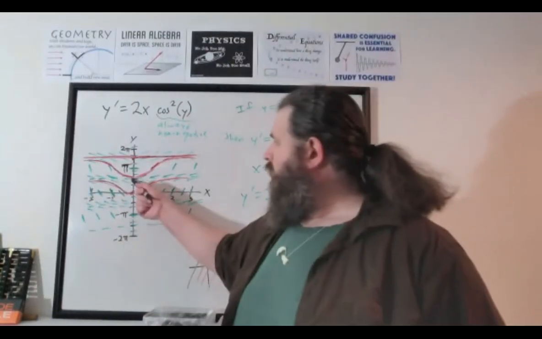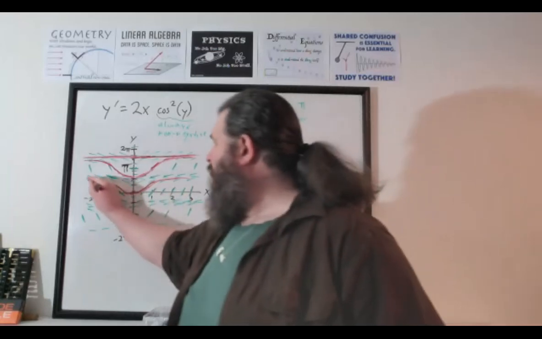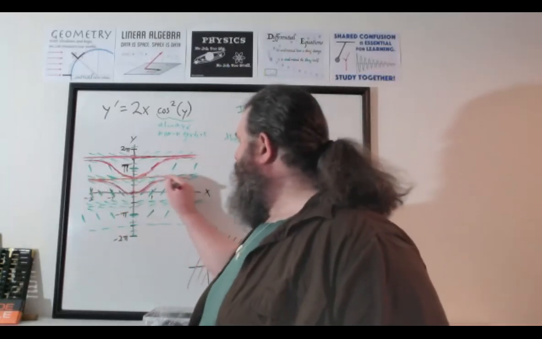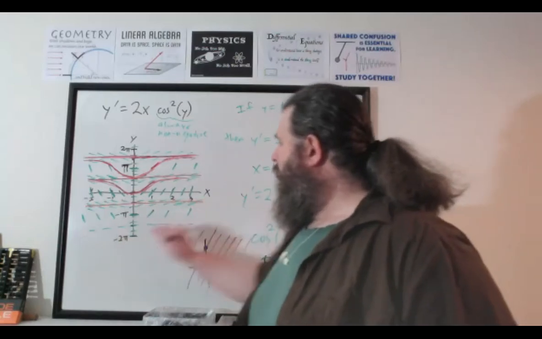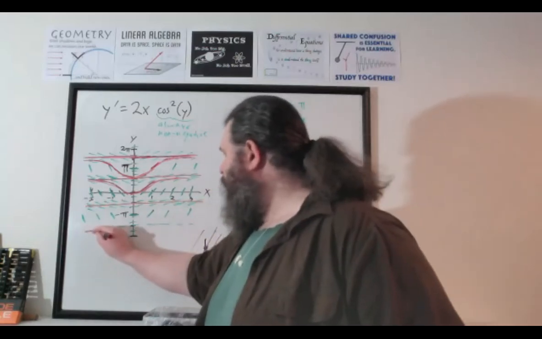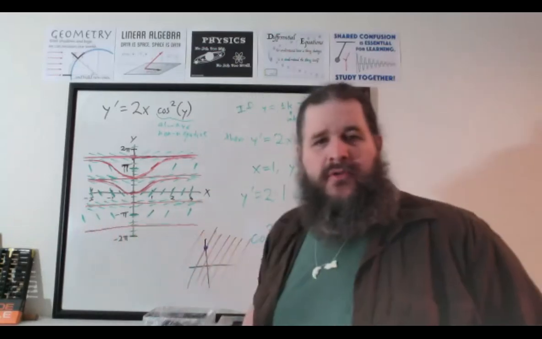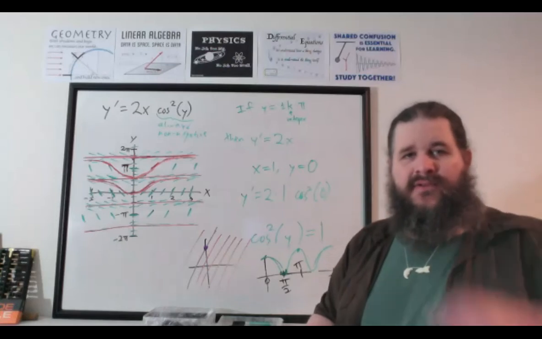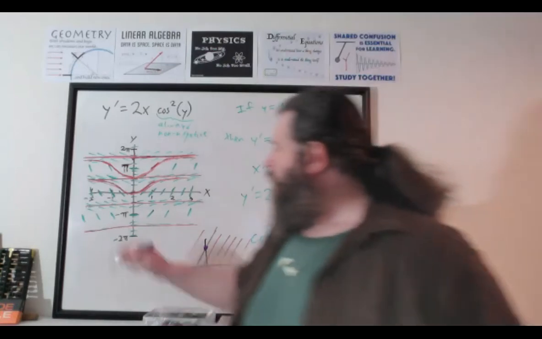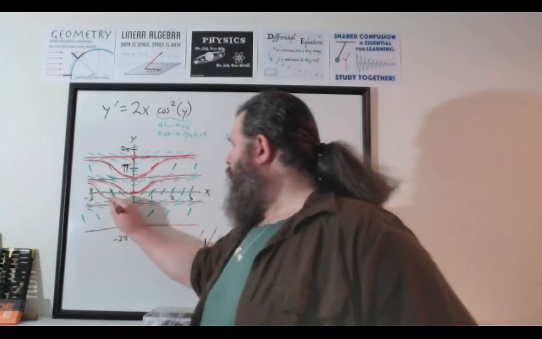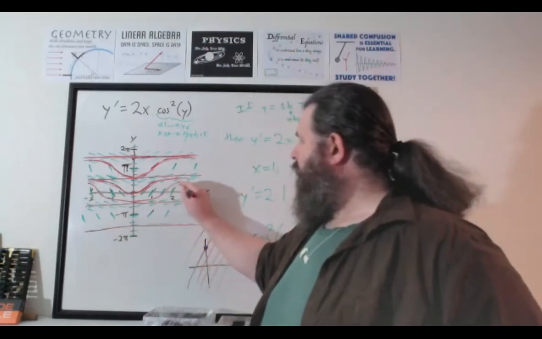Same thing with, for instance, y equals pi over 2. This is also going to be a flat line solution. And so is negative pi over 2, negative 3 pi over 2. Some of the solutions to this are horizontal lines, y equals a constant value. Other solutions follow much steeper trajectories.